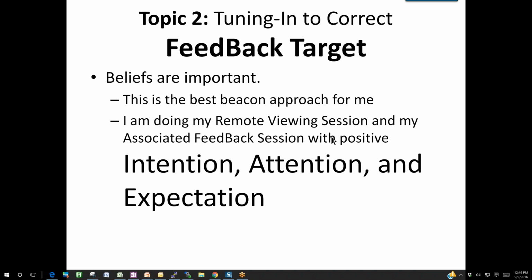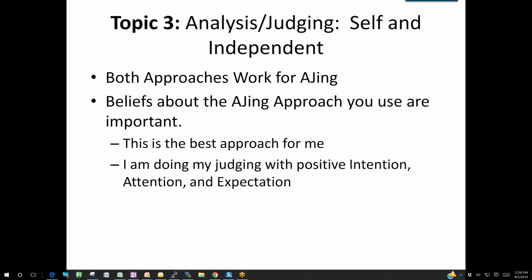I'm doing my remote viewing session and my associated feedback session with positive intention, attention, and expectation. I am going to be doing this. I am doing this. Get down to where you believe this so deeply that you take it for granted. The expectation part should be taken for granted as much as you take for granted that the sun's going to come up. You get this stuff deep, deep in you.